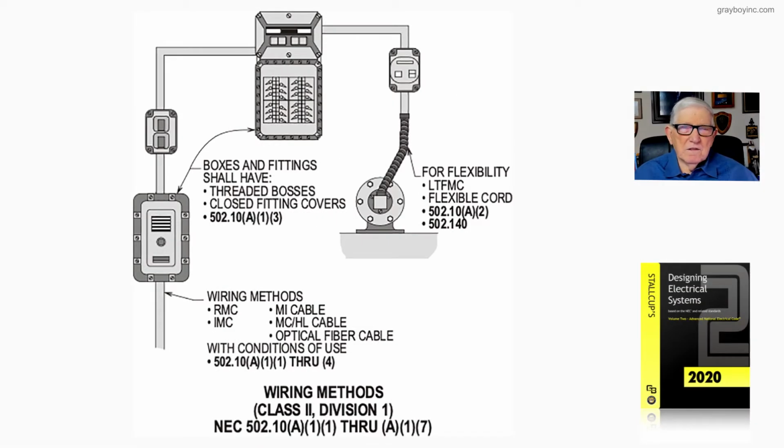Now let's take a look at this figure 21-32 that basically deals with wiring methods in Class 2 Division 1 in accordance with 502.10(A)(1) through (A)(7). Now, notice it lists some of the wiring methods there: rigid metal conduit, IMC, MI cable, MC-HL, optic fiber cable, with certain conditions of use. But basically, you have (A)(1) through (A)(7) that are wiring methods that could be used in 502.10(A)(1) through (A)(7).